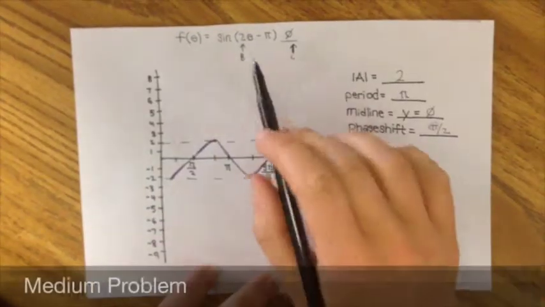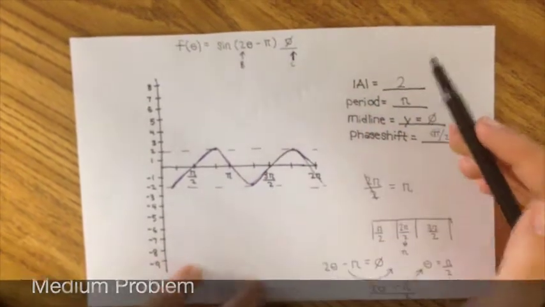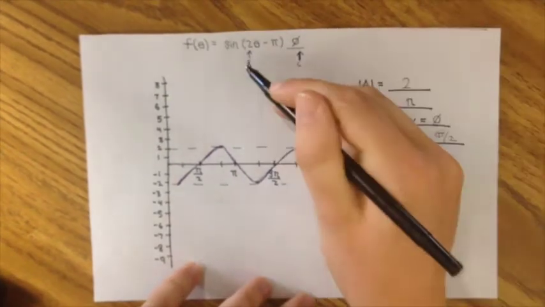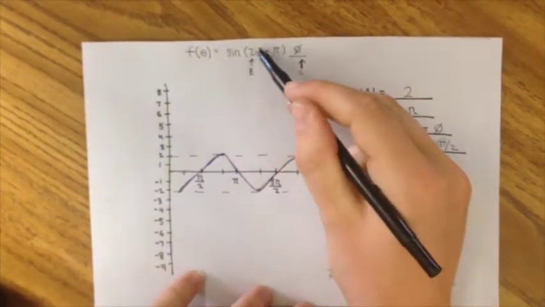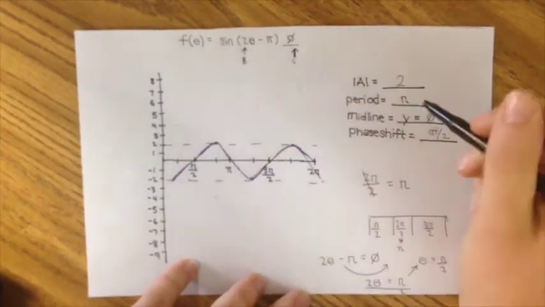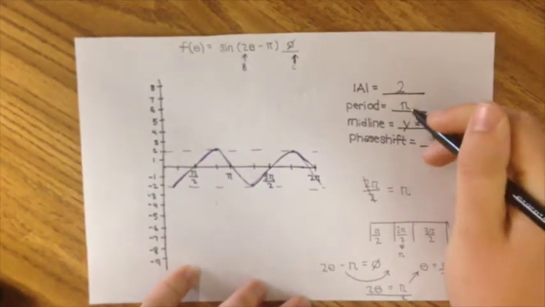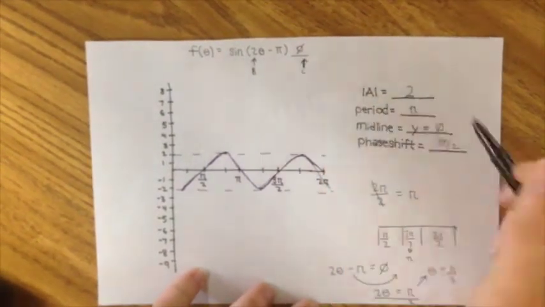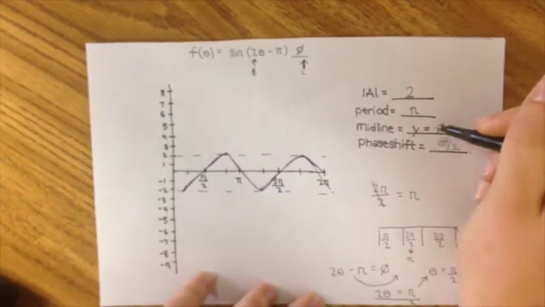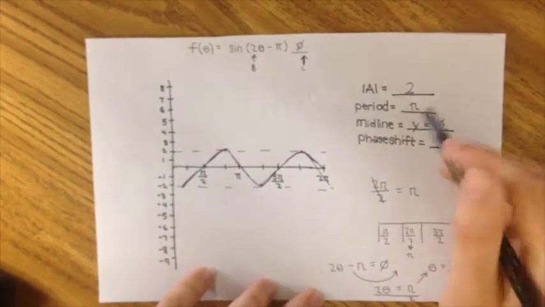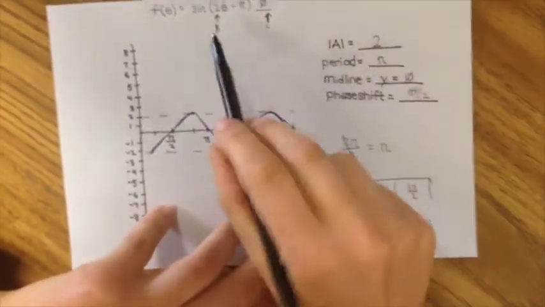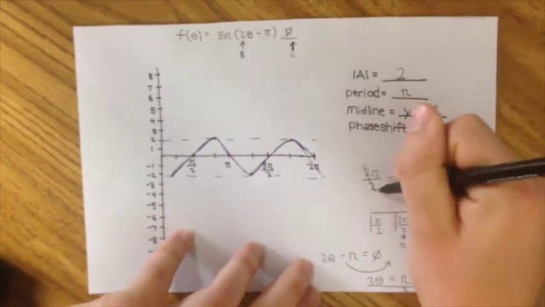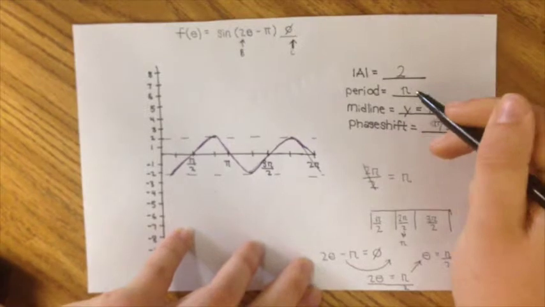Okay, to find sine of 2 theta minus pi, you're going to first want to find your amplitude, period, midline, and phase shift. So to find your amplitude, you're going to want to find b, which is the number that's going to be multiplied by your theta. So our amplitude is 2. And then to find our midline, you're going to want to find your c, but because there is no number for c, we can assume it's 0. So midline equals y equals 0. To find our period, you're going to want to do your 2 pi over b, so 2 pi over 2, which is our b, equals pi, so period equals pi.